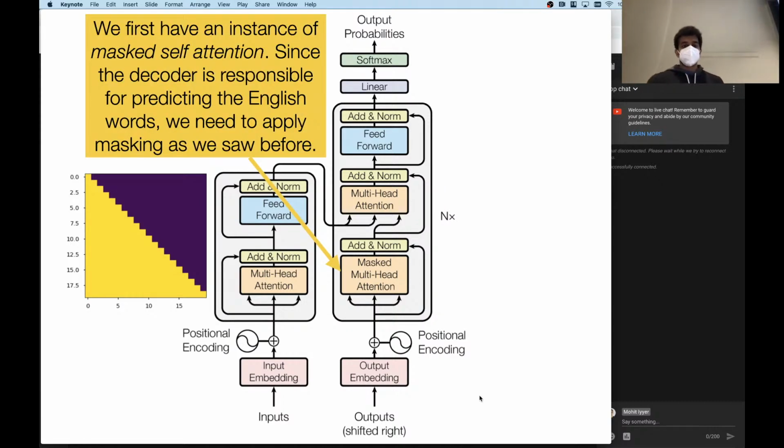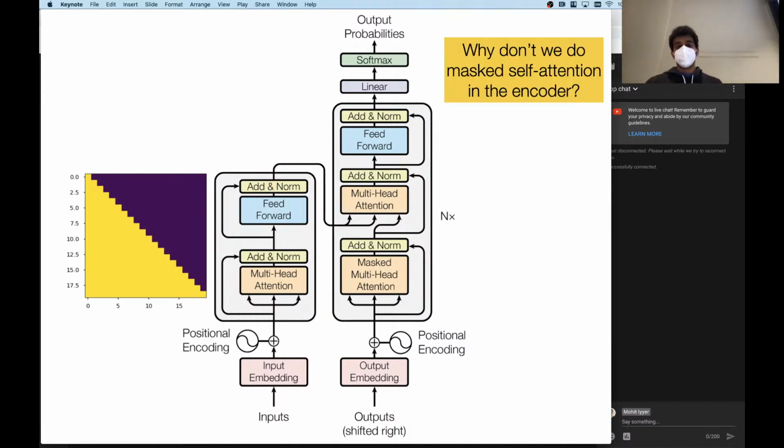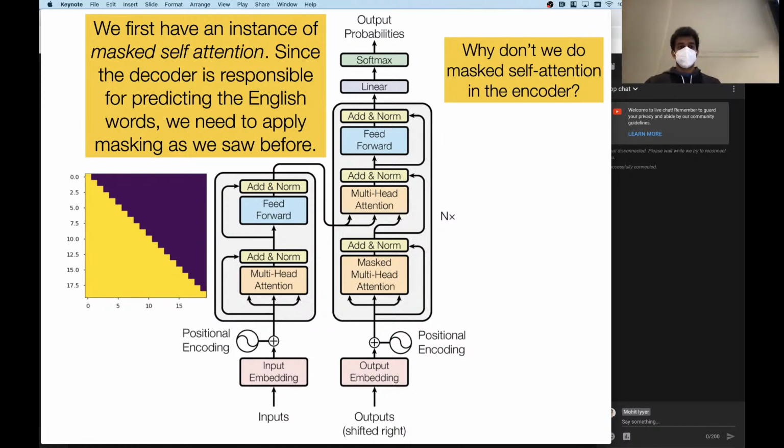Okay, so in the decoder, the very first attention block we see is masked self-attention. So here, the model is only looking at the previous words in the decoder's input. It isn't looking at the encoder's input at all, right? Right, and I guess this question I've answered multiple times before, so I'll skip it.